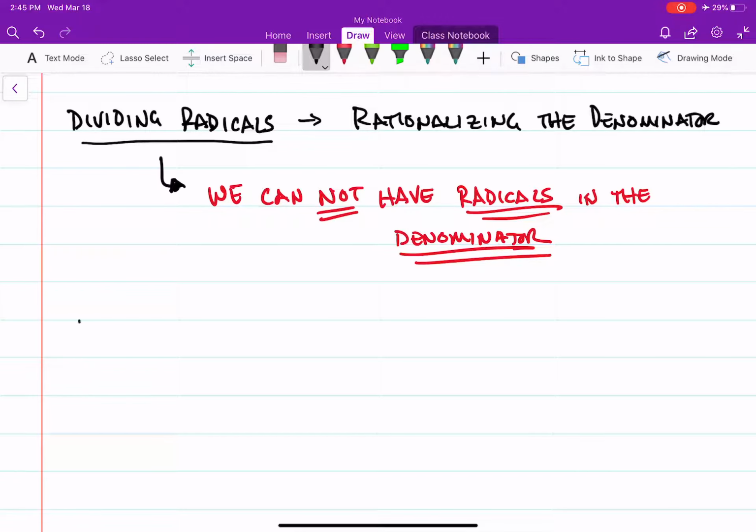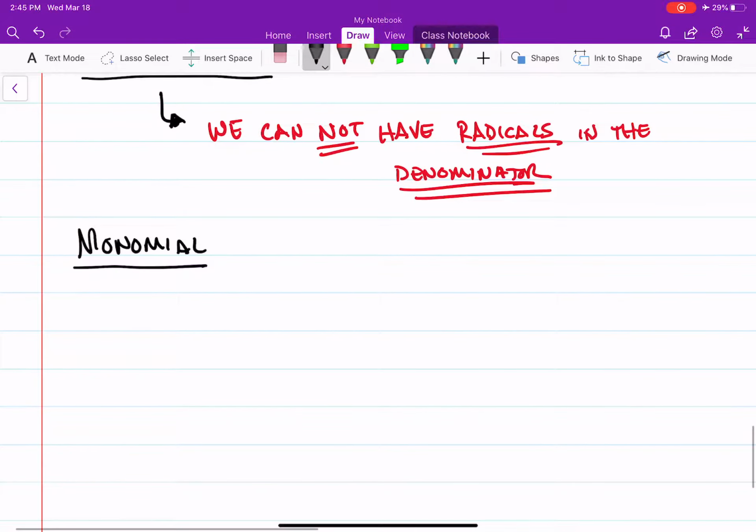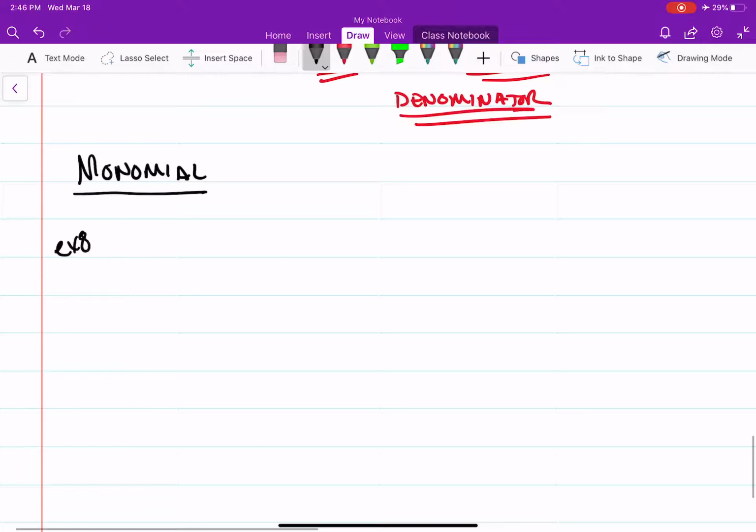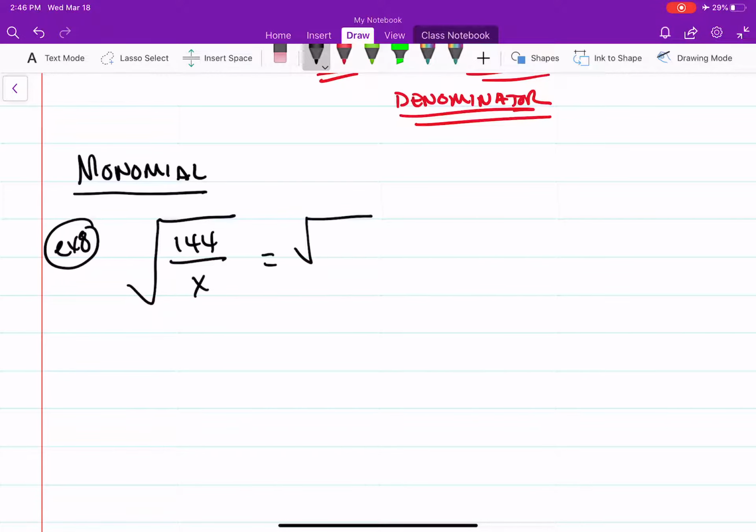We could have a monomial. Okay, so we might have something like, I'll keep it simple. We could have something like this. We're at, what example are we on? 8. So we could have something like this. So essentially what I have here is square root of 144 over the square root of x. Well, square root of 144 is just 12 over the square root of x.